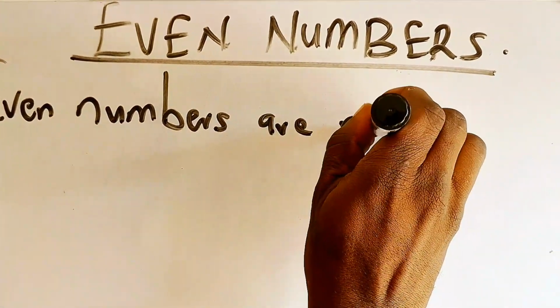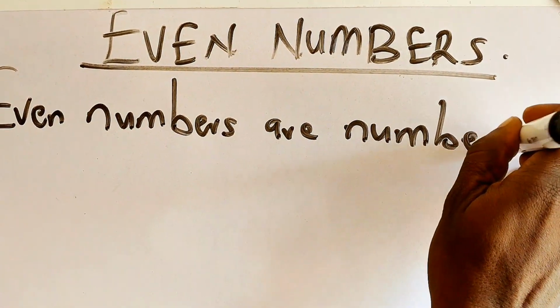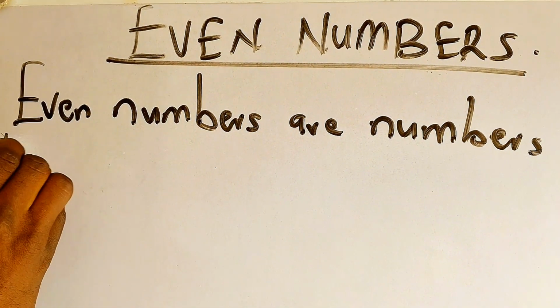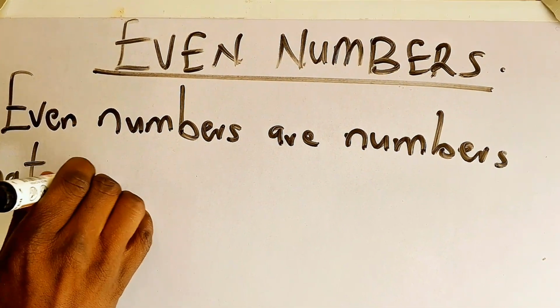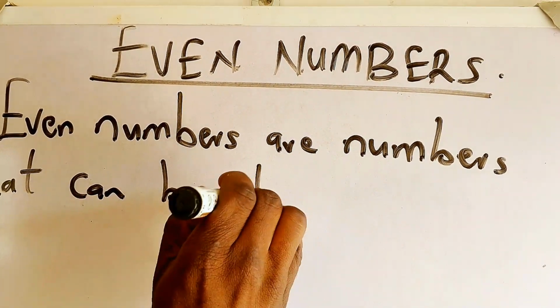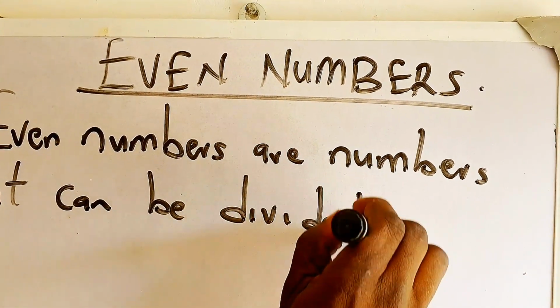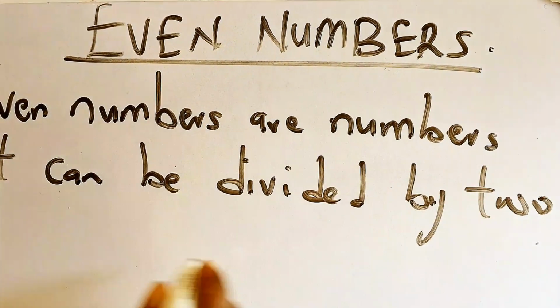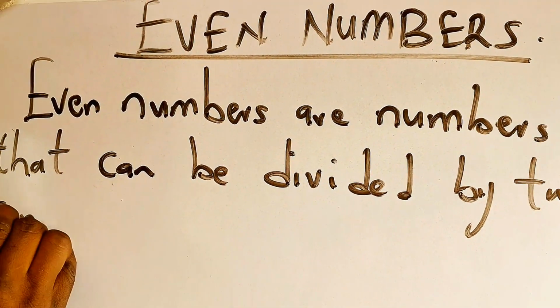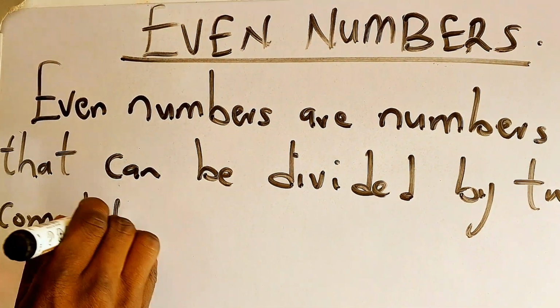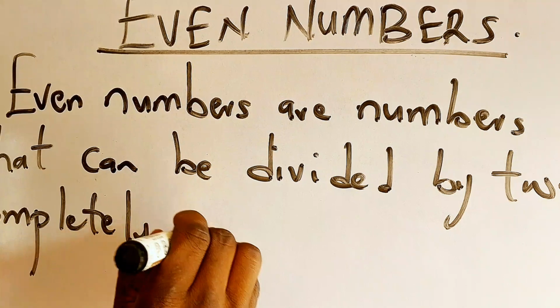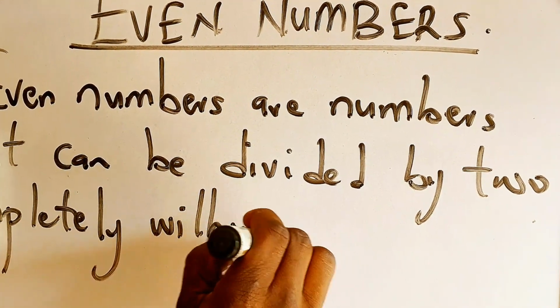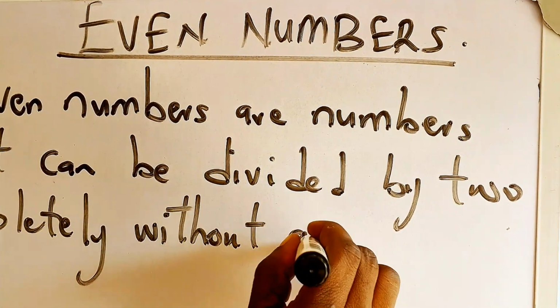Even numbers are numbers that can be divided by 2 completely without any remainder.